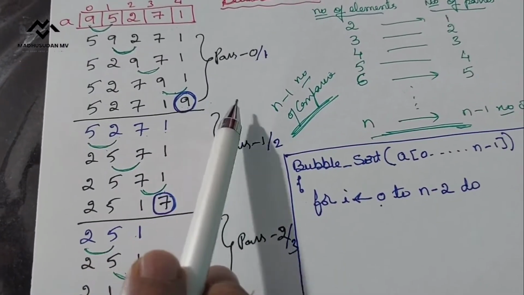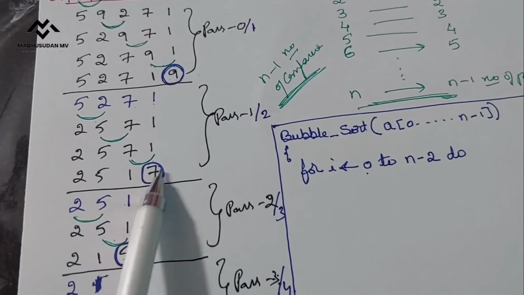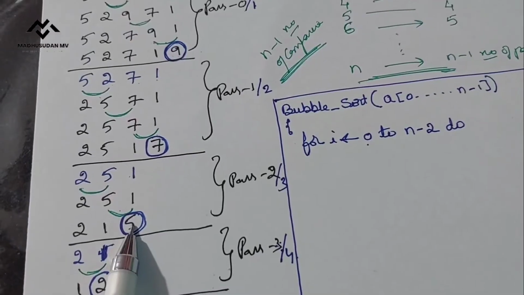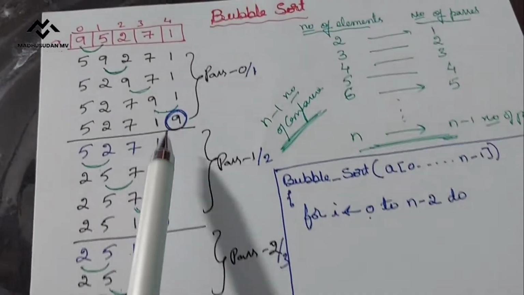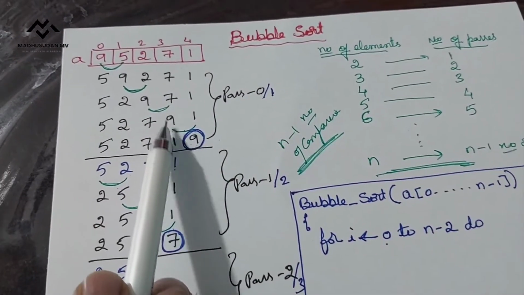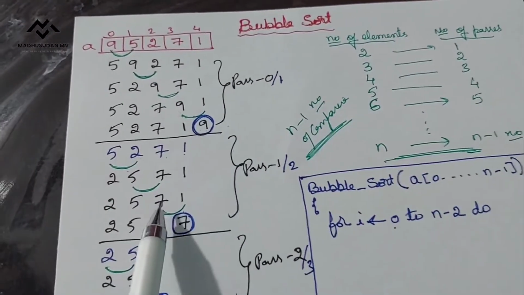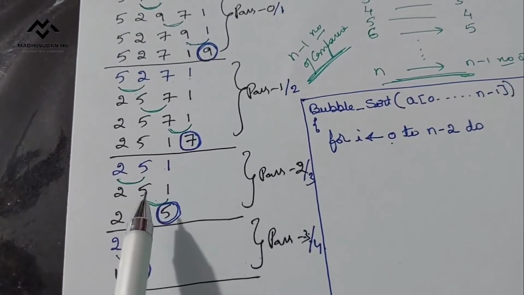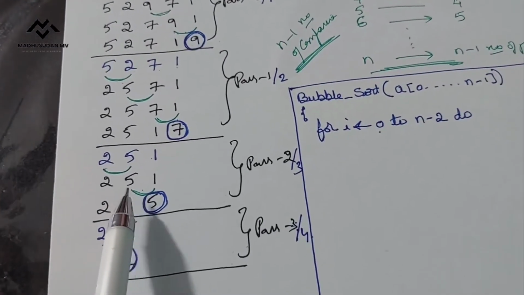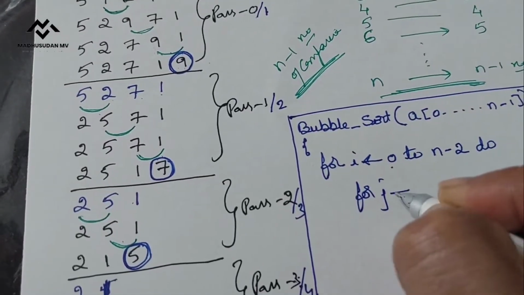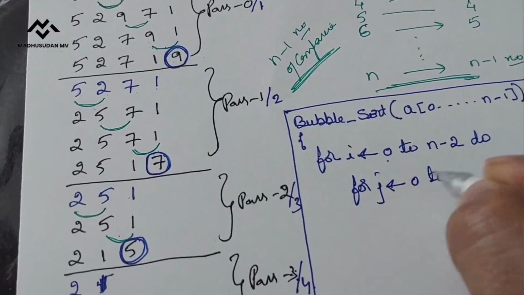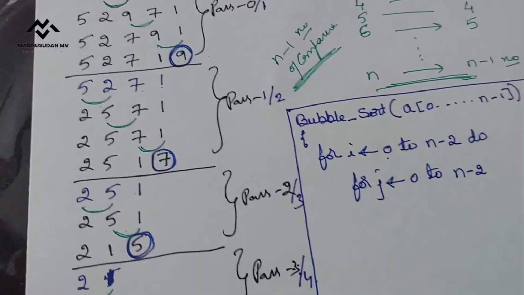We stopped comparing at the previous element, the last but 1. We stopped at the previous element only. So we'll write for j is equal to 0 to n minus 2 only.